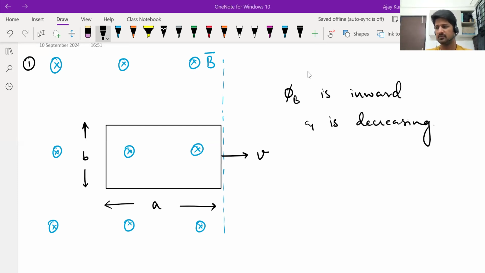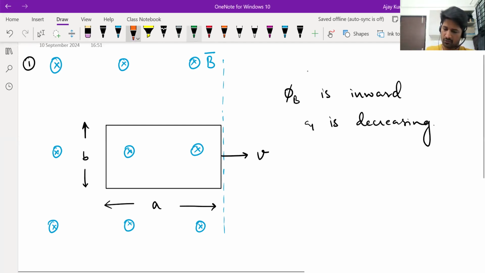Flux is decreasing. So should we support this field or should we oppose the field? We should support it, sir. Means current should flow in this loop in such a way that it produces magnetic field in the same direction as the existing magnetic field. Okay, current in this loop should flow in such a way that it produces an inward magnetic field.